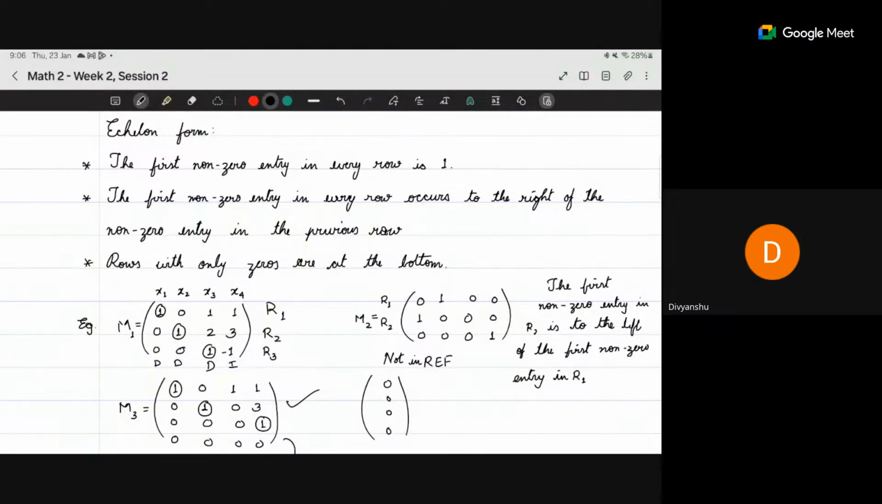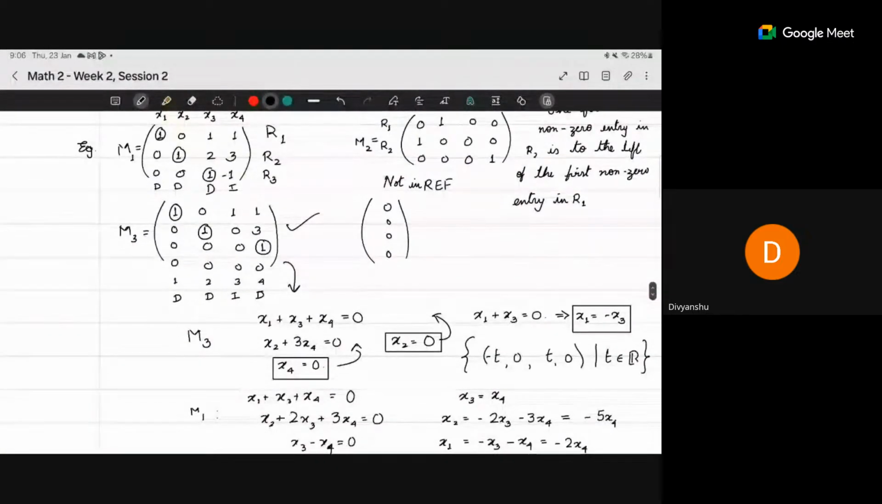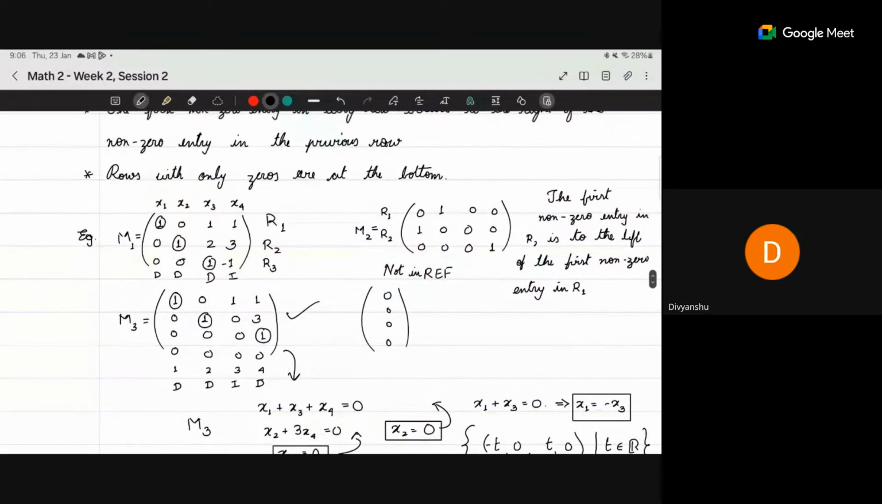Okay, perfect. Sir, here M1 is RREF or REF? It is REF because column 3, which corresponds to the leading entry of row 3, has 1 and 2 above it. Okay, so it means the leading entry's column should have only that non-zero entry. Yes. Okay, sir, it's clear.